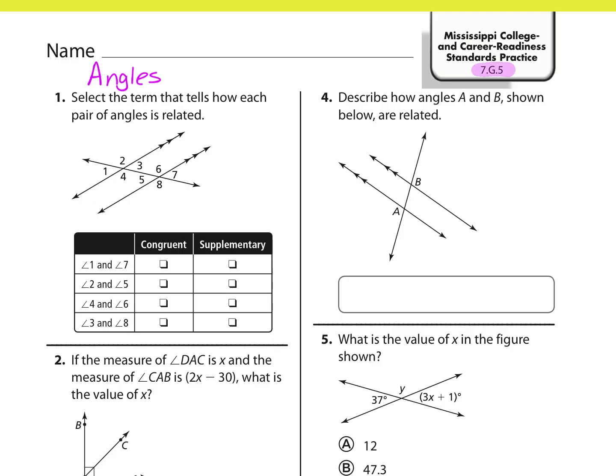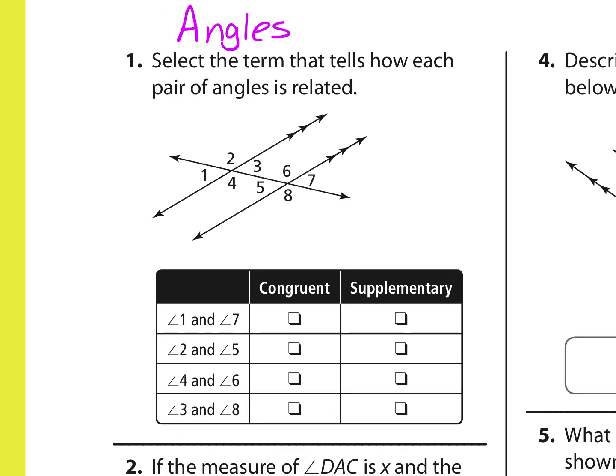Standard 7.G.5 is all about angles. Looking at this first problem, select the term that tells how each pair of angles is related. So if I start with this angle 1, notice that this is part of a pair of parallel lines cut by a transversal line, and that forms two angle measures. So there's just two angle measures throughout this entire diagram.